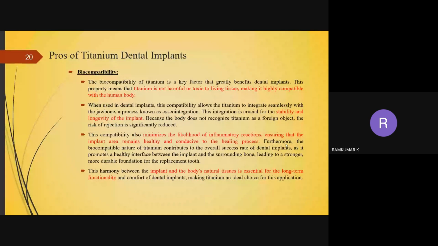Here in dental, for biocompatibility, it is not harmful or toxic, and it has good stability and longevity in the implant. So this minimizes the inflammatory reaction, since it is compatible and not harmful. It minimizes the inflammatory reaction, and the healing process will take place in a better way.